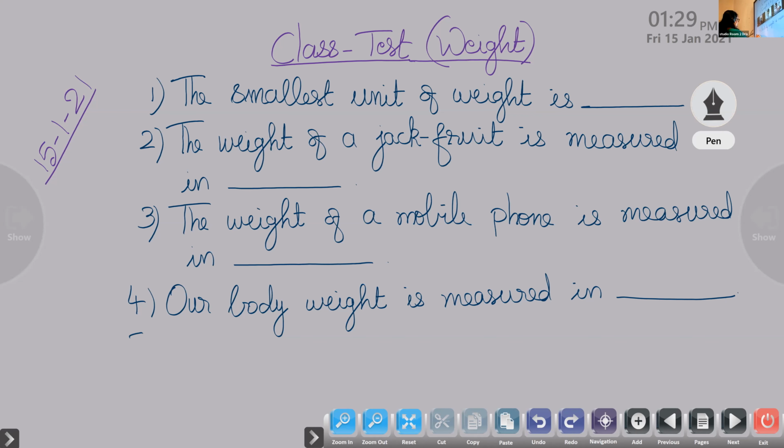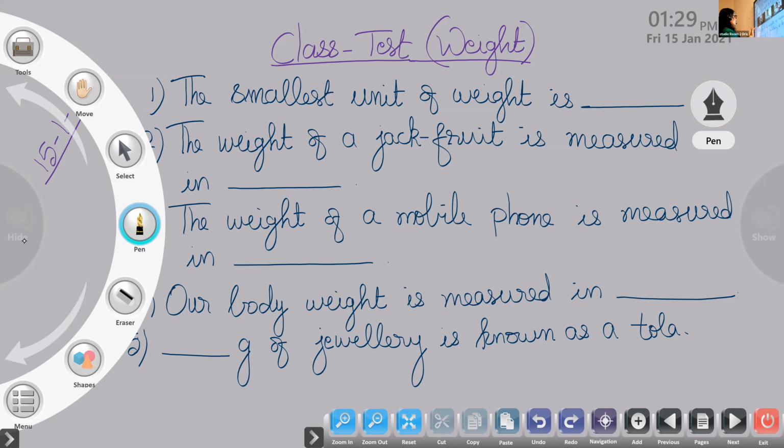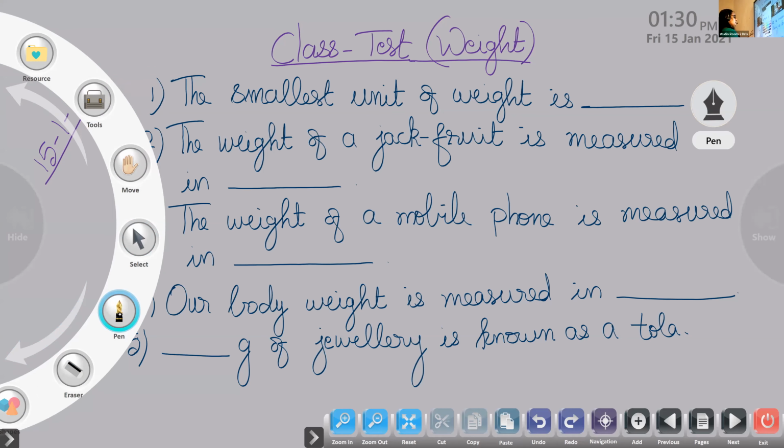Now the last one, fifth one. Dash gram of jewelry is known as a tola. How many grams of jewelry is known as a tola? Yesterday we wrote in the workbook.